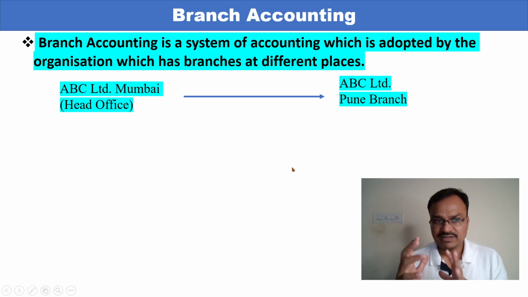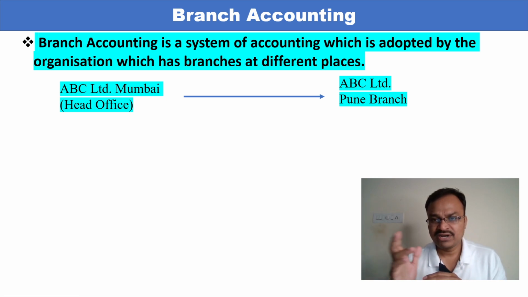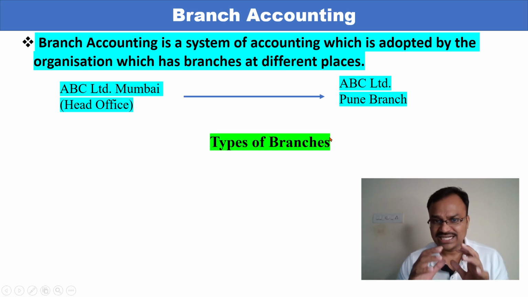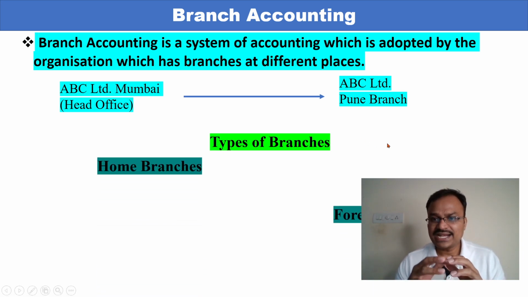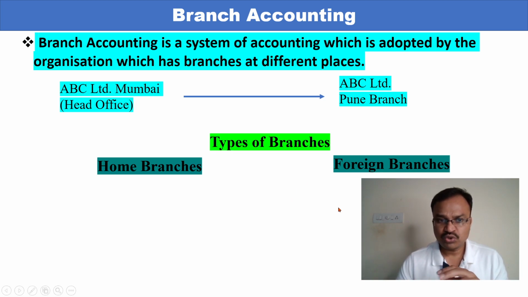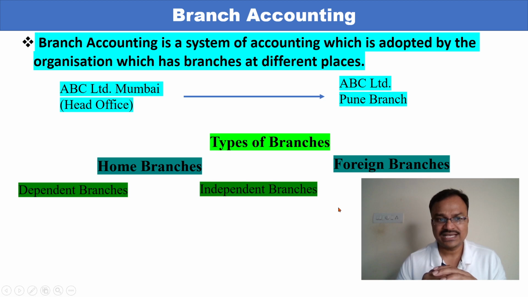And one organization may have several branches, or they can even have branches in other countries as well. For this purpose, in branch accounting, branches are generally classified as home branches and foreign branches. So there are mainly two types of branches: home branches and foreign branches. Further, these home branches are classified as dependent branches and independent branches.